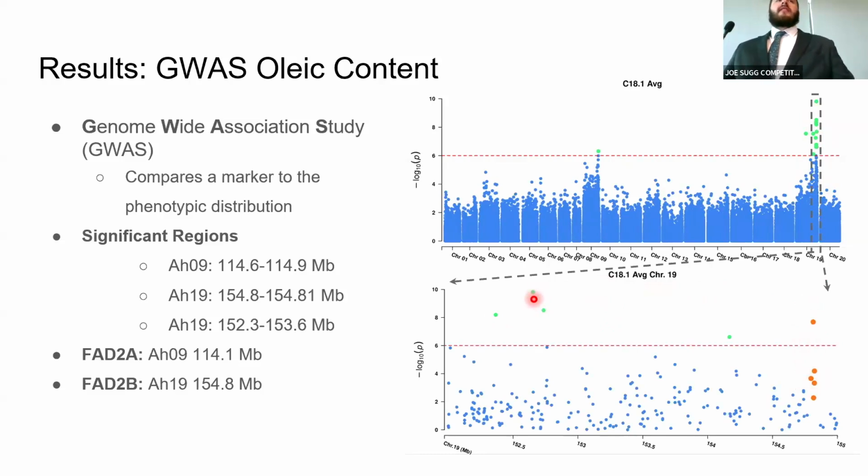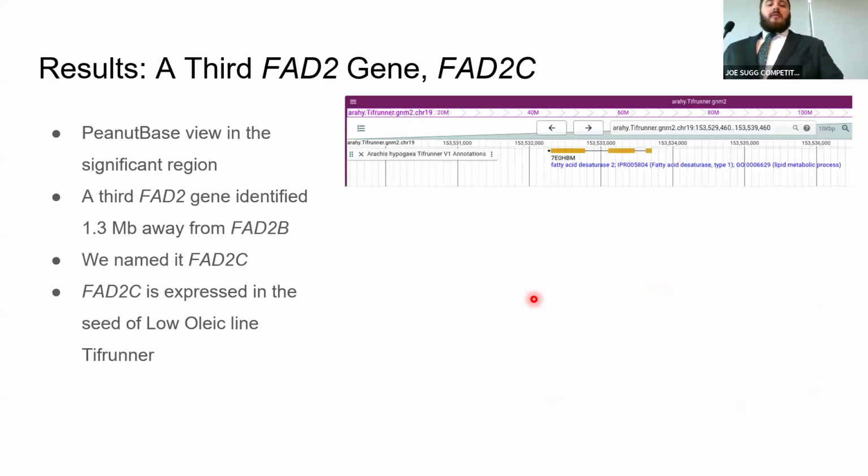Well, we have annotations online. We have PeanutBase. It's very easy to go to PeanutBase and see what genes we have available in that location. And so when we go to PeanutBase, we can see upstream there's a fatty acid desaturase 2 gene identified 1.3 Mb away from FAT-B. So we named it FAT-C to go along with that nomenclature, FAT-A, B, and now we've identified FAT-C. Okay, well, that's just an annotated gene. Is it in the right place at the right time? Is this functional or not?